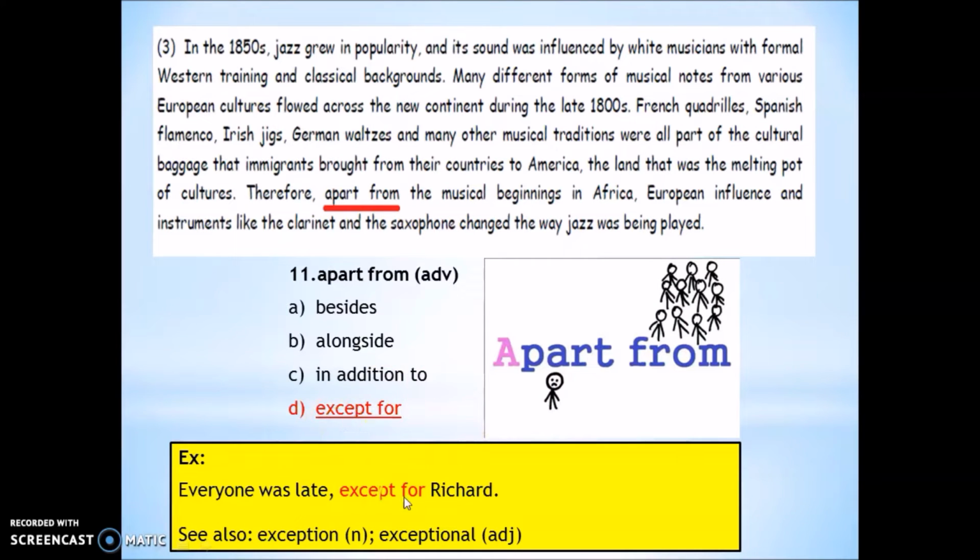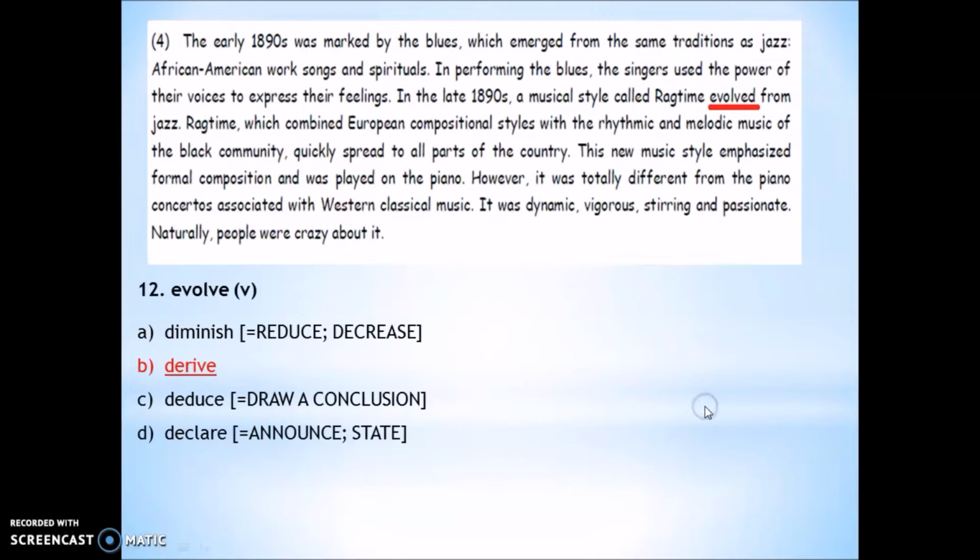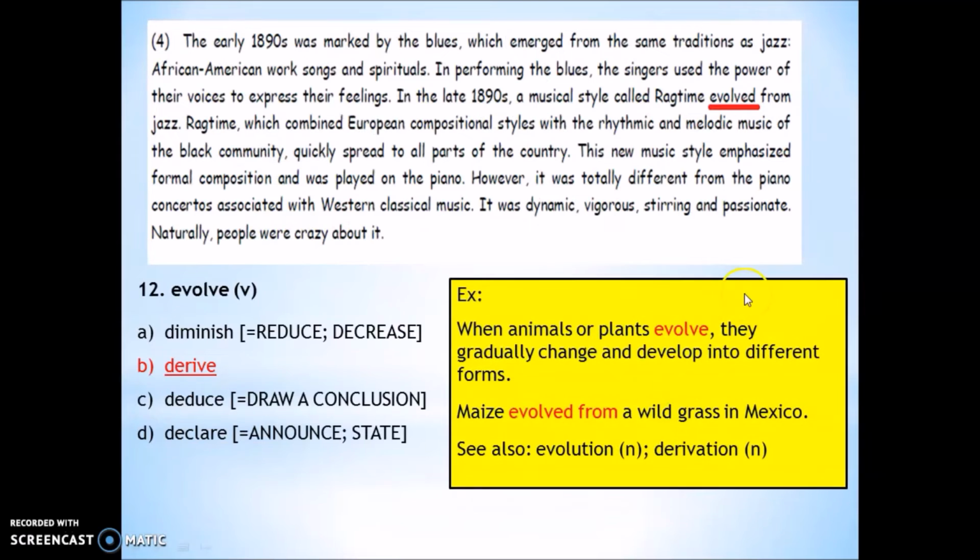So different from. Except means, as you know, excluding something or somebody. Different from the musical beginnings in Africa, European influence and instruments changed the way jazz was being played. Different from, except for, okay? And evolve, just like here.